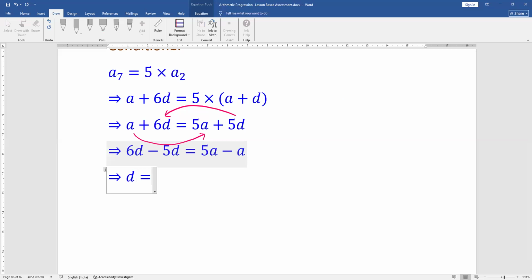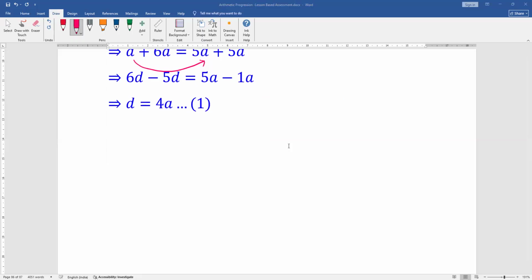Next step, here we write 6D minus 5D is D, equals 5A minus A, which will be 4A. If I write A, it's nothing but 1A. So 5A minus 1A is 4A. You must be able to do it like that. Then I'm going to call it equation 1.